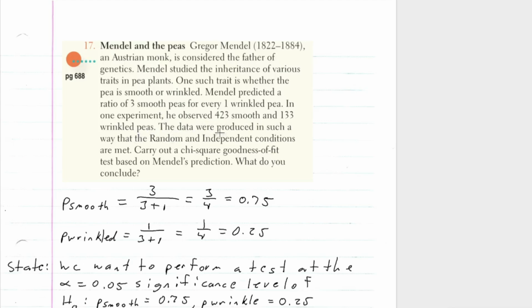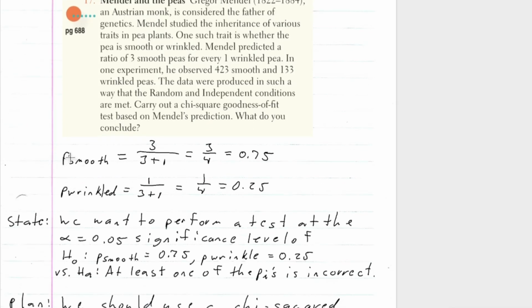The data were produced in such a way that the random and independent conditions are met. Carry out a chi-square goodness of fit test based on Mendel's prediction. What do you conclude? Okay, so the ratio is 3 to 1. So the proportion of smooth peas was 3 out of 4, and the proportion of wrinkled peas was 1/4, right?